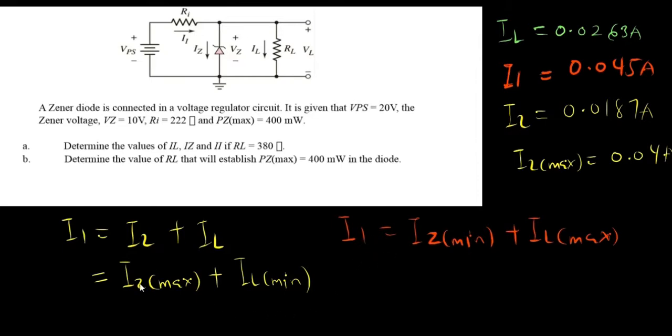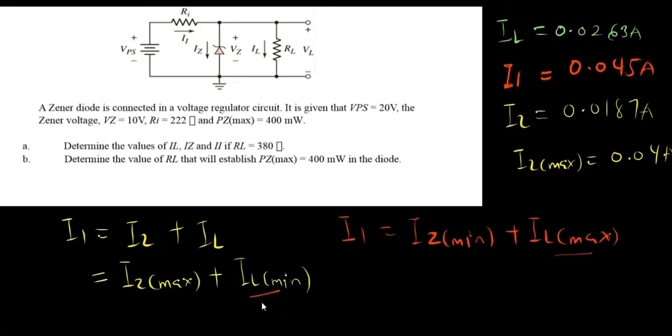Okay, so when the current in the Zener diode is maximum, then the current in the load will be minimum, and when the current in the Zener diode is minimum, then the current in the load will be maximum. So that's what you are going to apply here. Now, looking at these two here, the IL minimum and IL max.